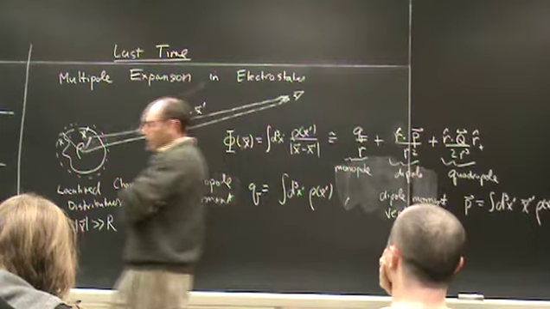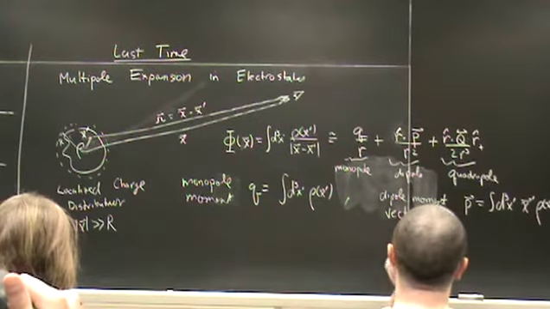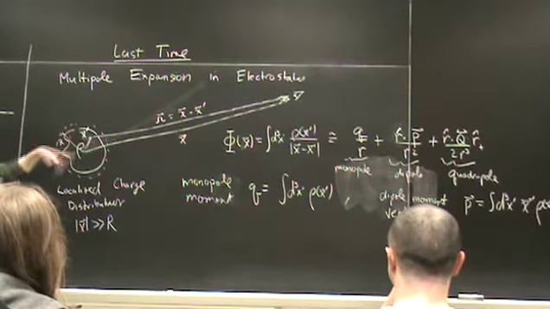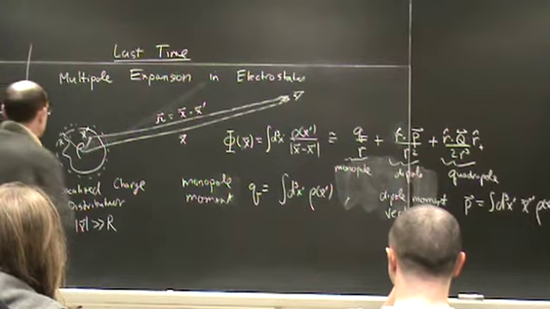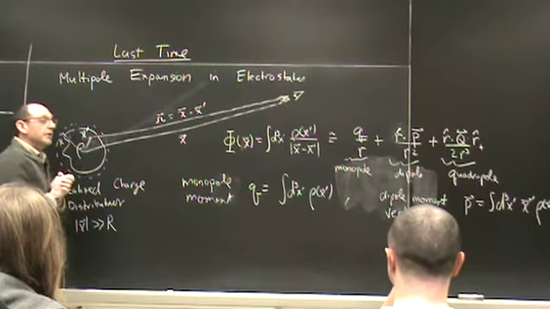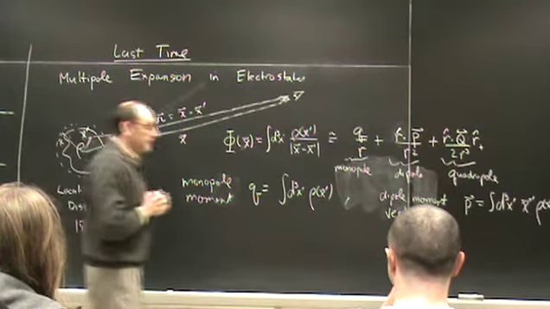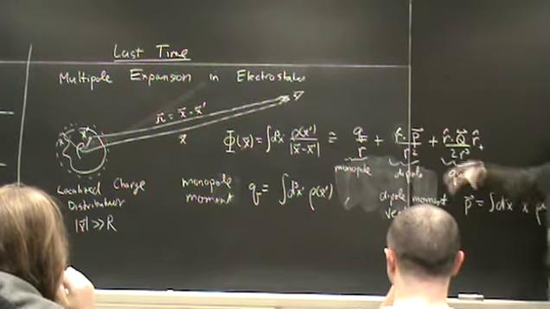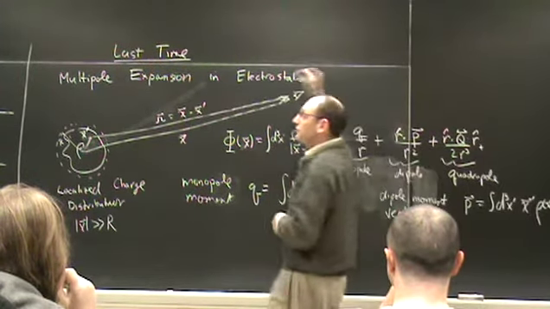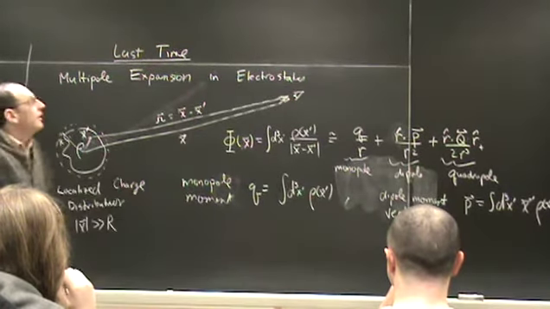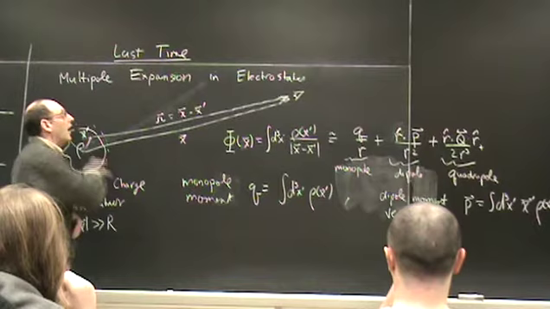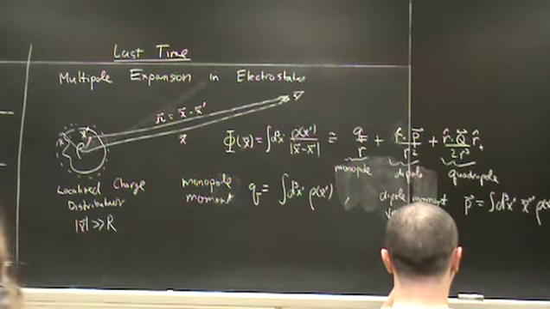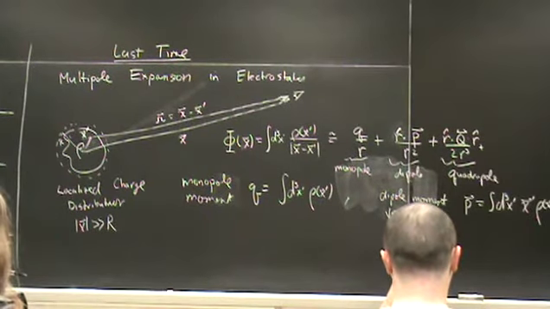So what we're talking about here is the multipole expansion in electrostatics. The situation that this applies to is the case in which we have some charge distribution that generates a field that is localized in some region of space. And we then want to ask questions about the nature of the field or the potential when we are observing it far away from the distribution.